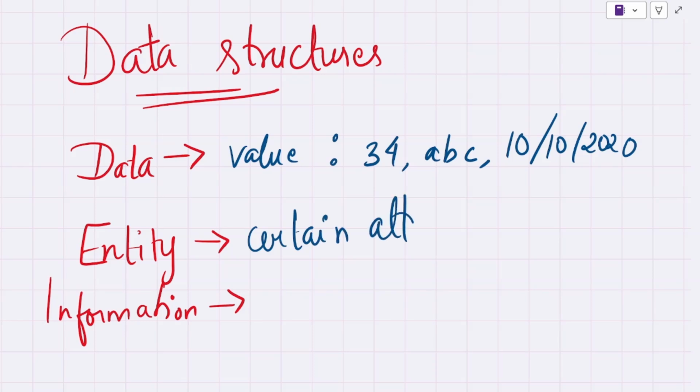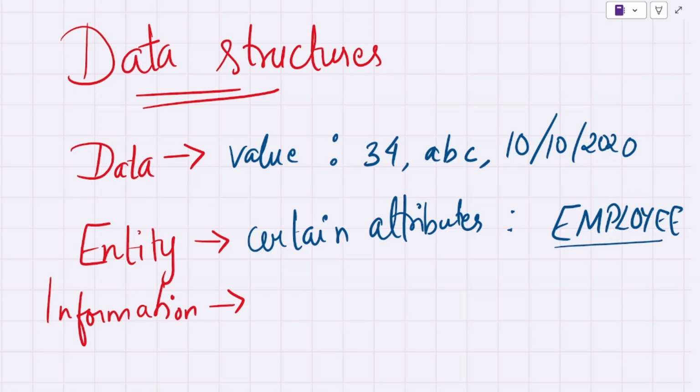Certain attributes in the sense, in this case, let's say employee. Employee is an entity over here. And what is information? Information means it is the processed data. Data is some raw value, and after processing it, what I get, that is information.